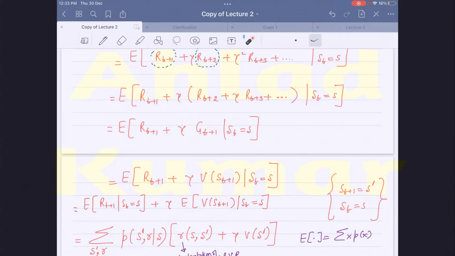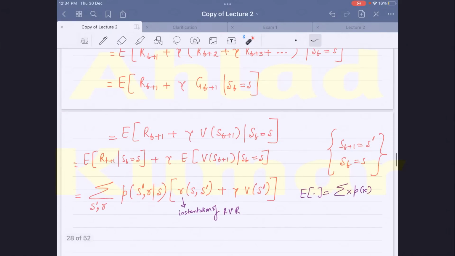We will be deriving the Bellman equation from scratch. At that point I will discuss this, but for now you can assume that we can replace G t plus 1 by the value function at that state S t plus 1, given S t equal to s. So now what we can do is split the two components. The first component is this and the second component is this.